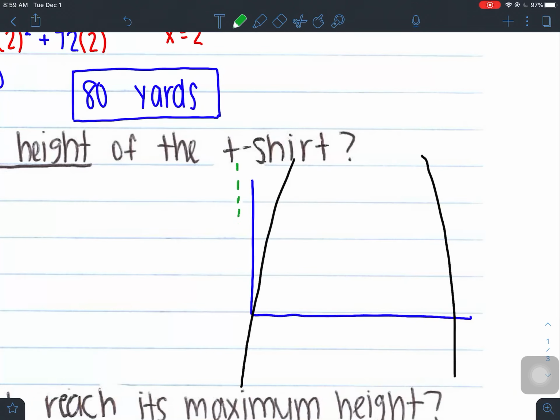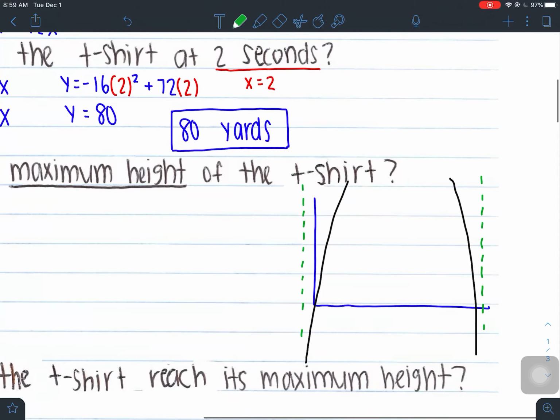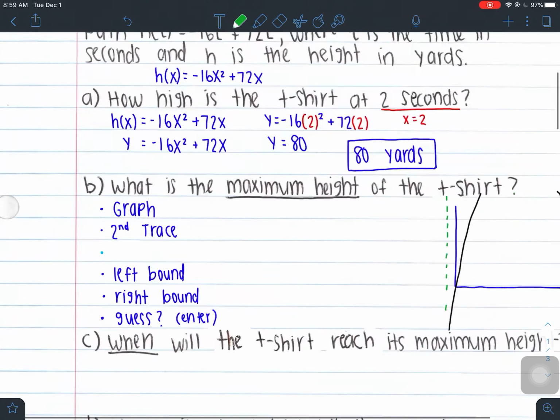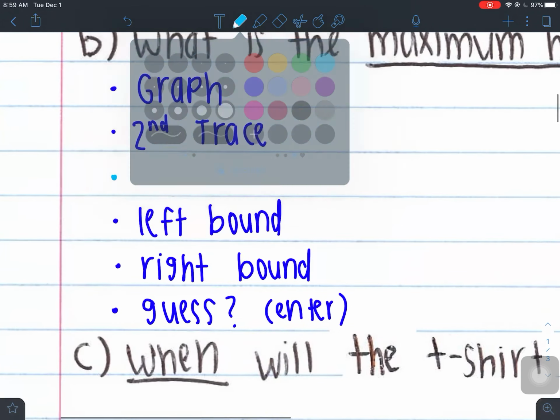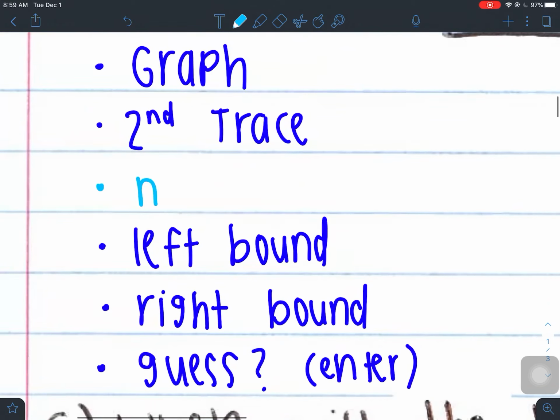So we picked a bound at -1. And then we picked a bound at like 5, so I trapped the entire thing in there. And I'm trying to find that maximum point. Okay, so remember that choice 4, so go ahead and fill in your notes. After we did second trace, we selected choice 4, which was maximum. Because you're asked to find the maximum here.